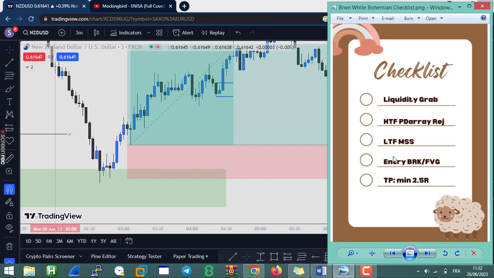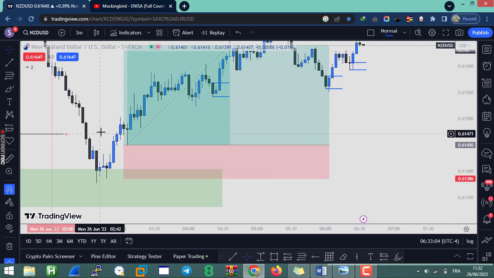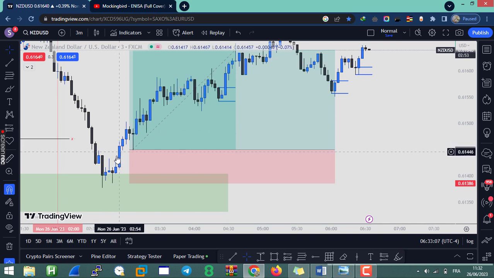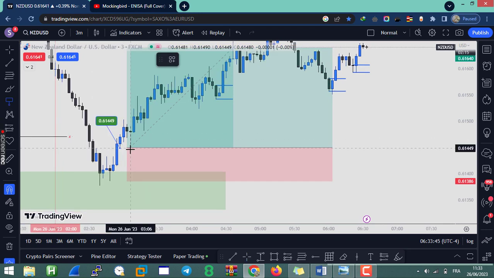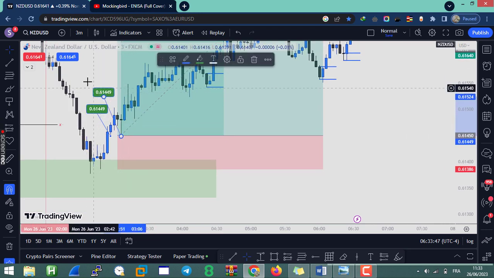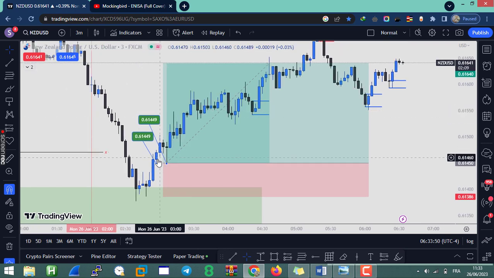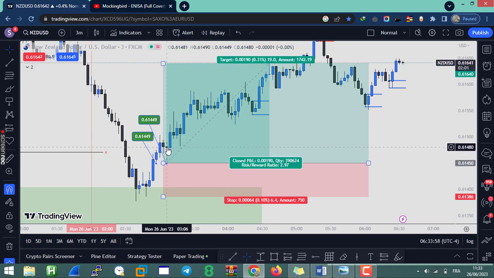The next thing is the entry. The entry is on a breaker or a fair value gap. You can see that here we don't have a breaker nor a fair value gap. The fair value gap is here, but price never mitigated it. Why? Let me show you something. The low of this candle, which is the upper side of the fair value gap, is 49, and the candle here that almost touched the fair value gap is also 49.